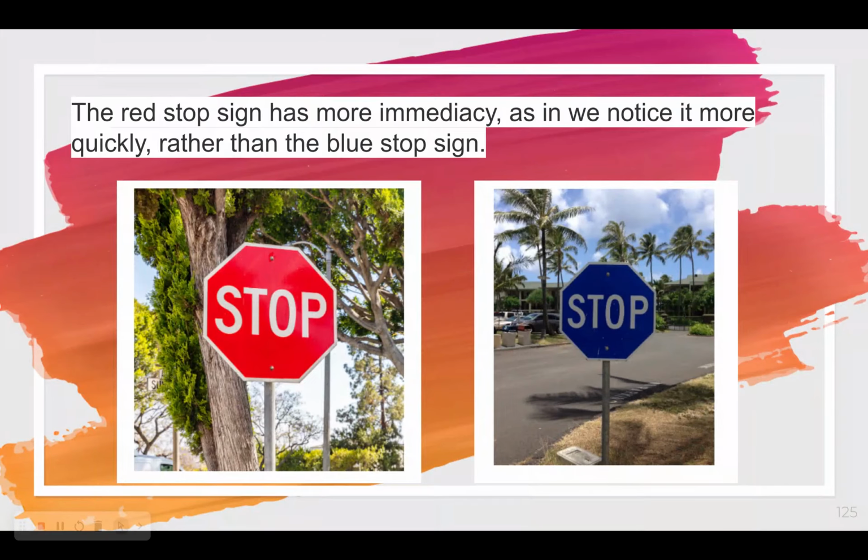Now think about stop signs. Stop signs are red, and that has more immediacy, as in we notice it more quickly rather than a blue stop sign, right? If red lights when you're driving, if red stop signs, if they're not red, you're gonna drive right through the intersection, right? If they're blue, you're probably not gonna notice it as quickly.